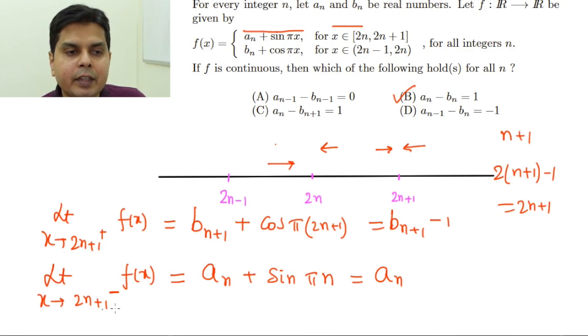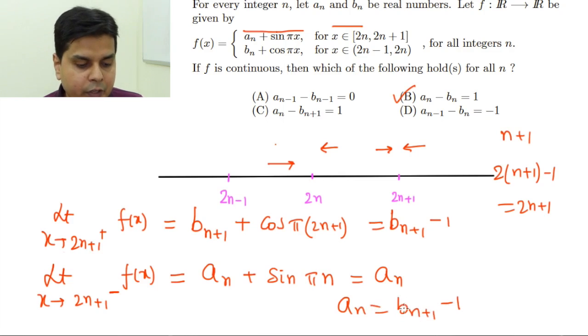But for finding the left hand limit, I have to operate in this interval, that is 2n to 2n plus 1. This formula has already been given, that is for 2n to 2n plus 1, the value of the function is a_n plus sine pi x. So I write a_n plus sine pi n, that is equal to a_n. If the function has to be continuous at this point, these two limits have to be equal. So you can write a_n is equal to b_{n+1} minus 1.